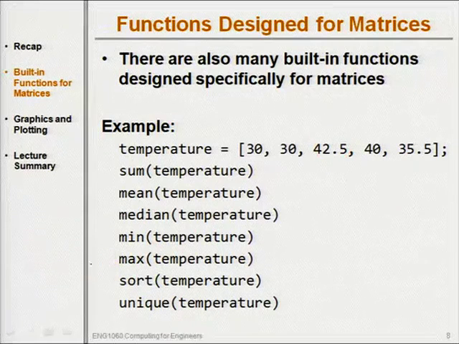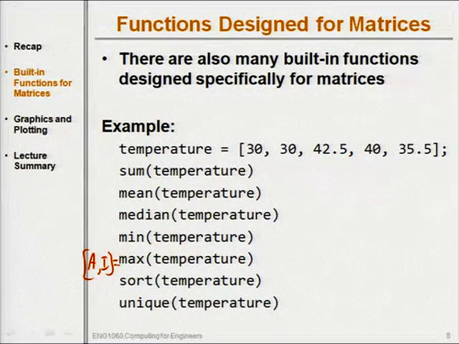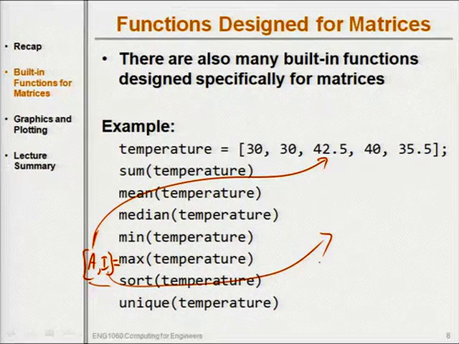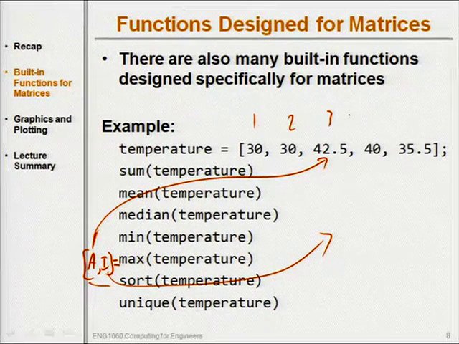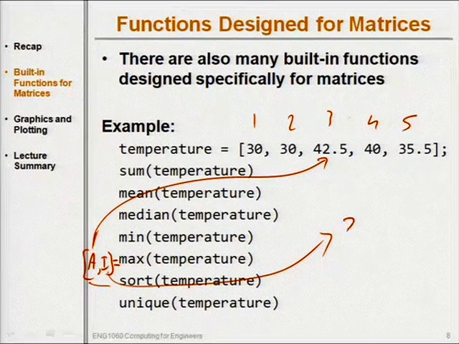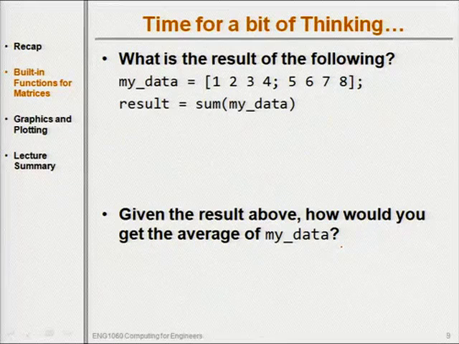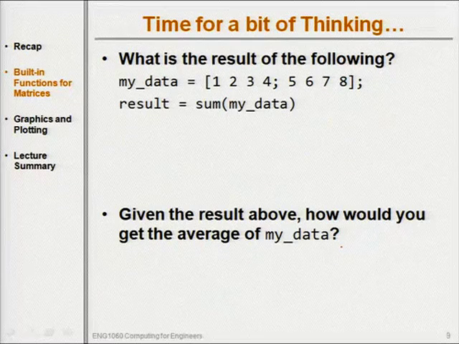However, if you specify two outputs, the function max or min has been written in such a way that the first one will give you the maximum value, and the second one will give you the index of the maximum value. So here the index is 1, 2, 3, 4, 5. This will return 3. So you know where in that matrix it happens. You can have a play with that.